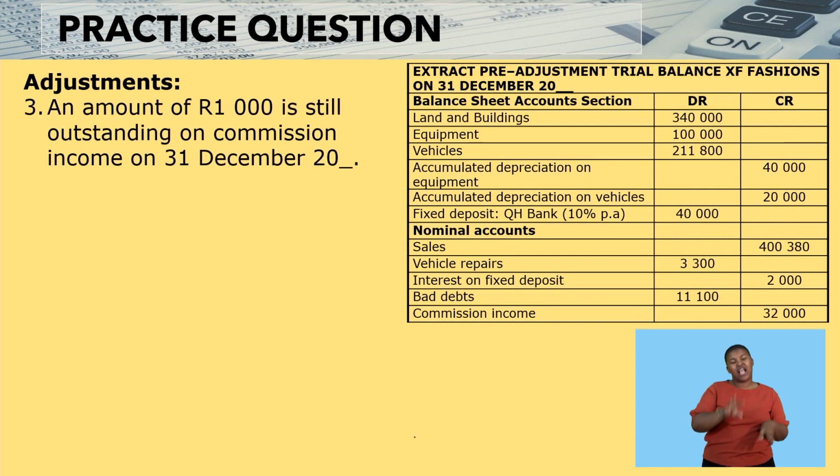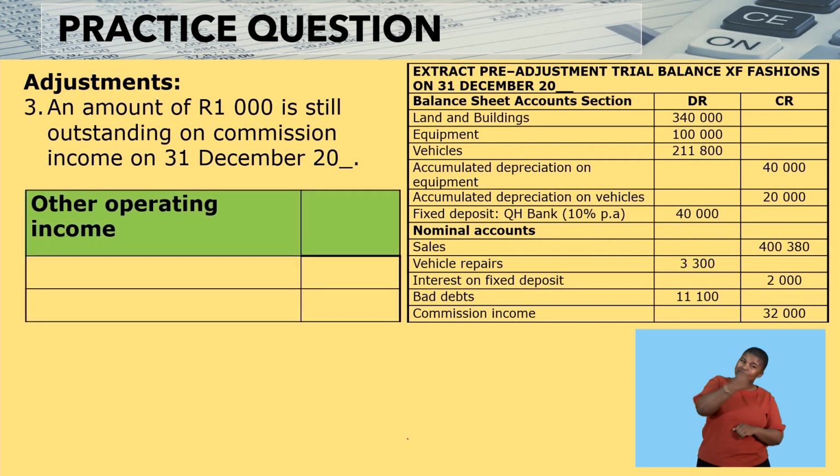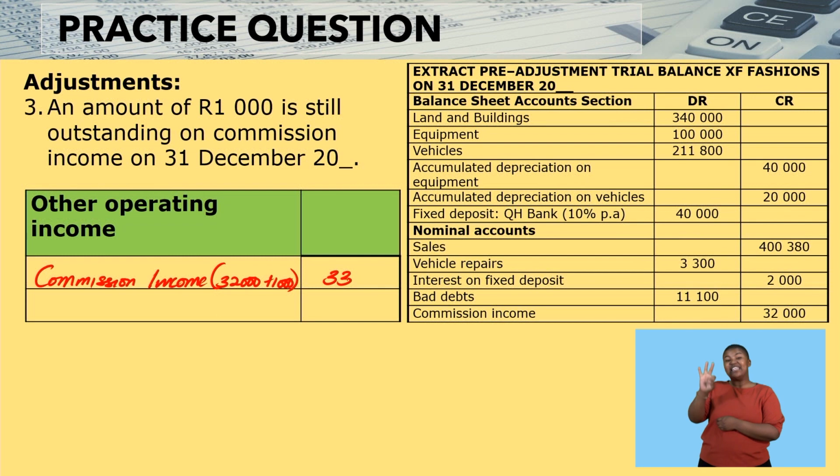Adjustment number 3 then says, an amount of 1,000 is still outstanding on commission income. If an amount is still outstanding, we come here to other operating income, then we have our commission income. And our commission income that we are given in the list of balances is 32,000, yet we are being told 1,000 is still outstanding. So we come here, we add 1,000 to give us a total of 33,000 commission income.